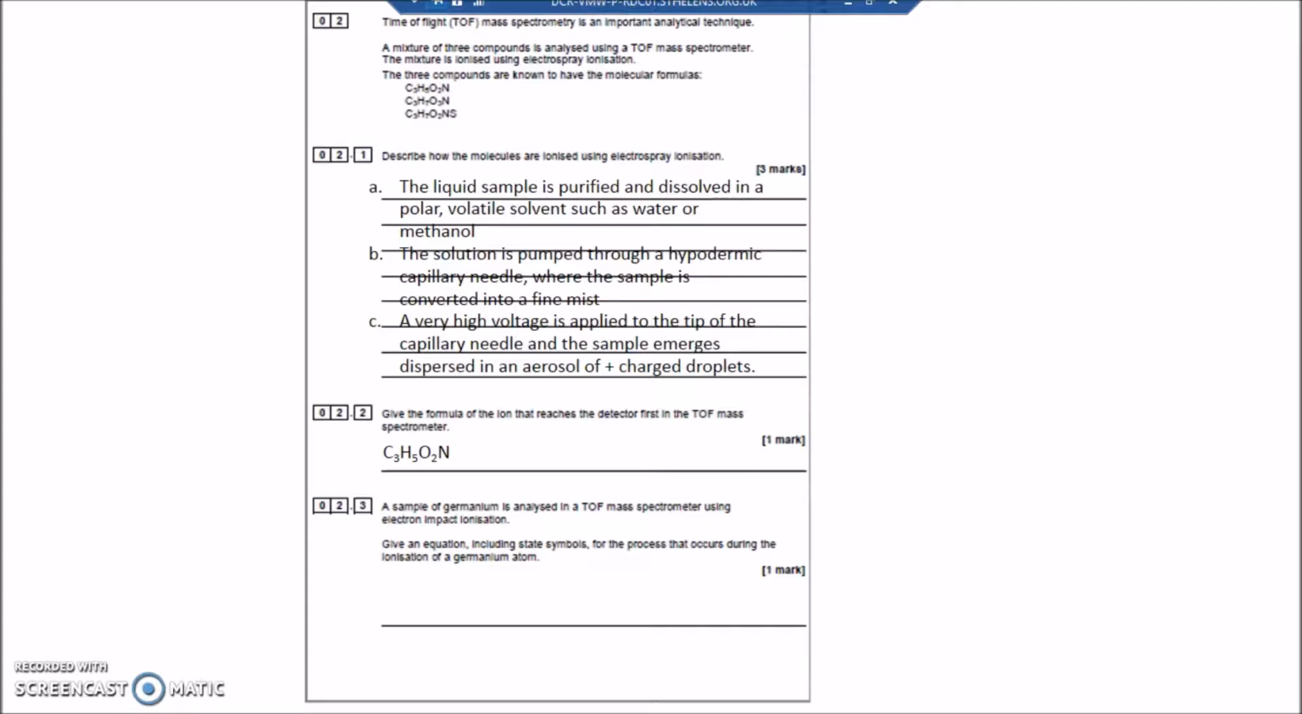A sample of germanium is analysed. Give an equation using state symbols for the process that occurs during the ionisation of a germanium atom. Well, it's the first ionisation energy, so you've got a germanium atom, Ge. It's got to be gaseous. We've already determined that it comes out as a fine mist, so the liquid is made into a gas, into a fine mist, and then it loses one electron and forms Ge+. It's still a gas, and you've got to include the electron as e- to balance the equation.